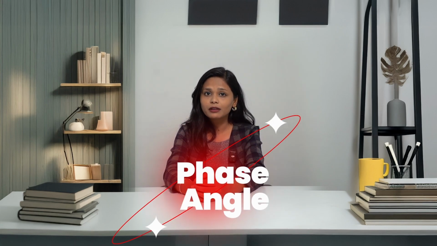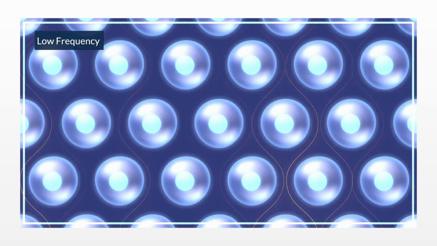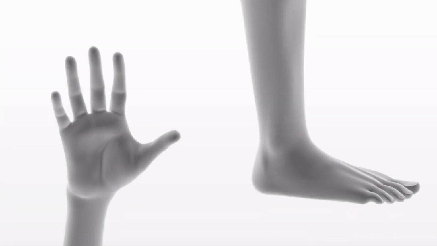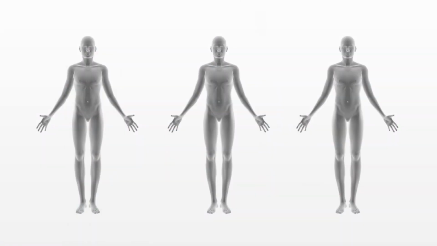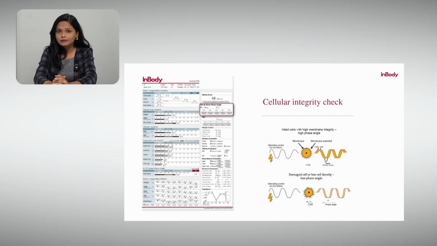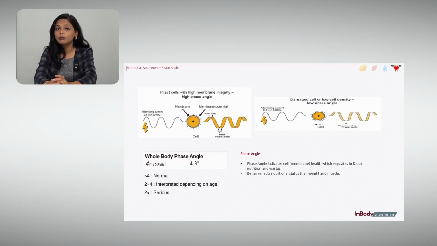Talking about the next parameter, which is the phase angle. When you stand on an InBody device, the frequencies pass through our body and make a certain angle with your cells. The greater the angle, the better the cell health. This angle is called the phase angle. For a normal person, the phase angle has to be 4 and above. This indicates that the cell health of the individual is really good.